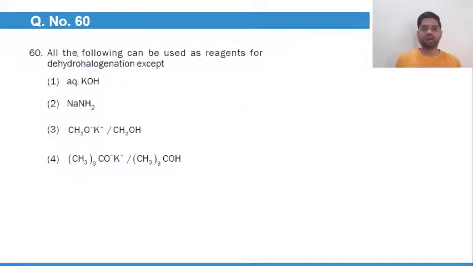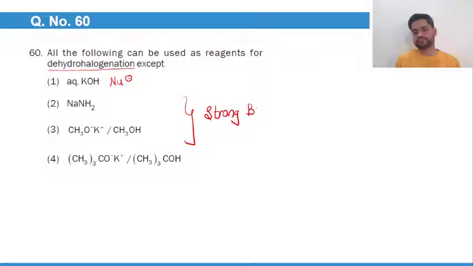60. All the following can be used as a reagent for dehydrohalogenation except. For dehydrohalogenation what we require is a base or basic character, whereas aqueous KOH is nucleophilic in character. Rest all are what? A strong base. Right? So 2, 3, 4 are not the right answer, and hence option number 1 will be the right answer.